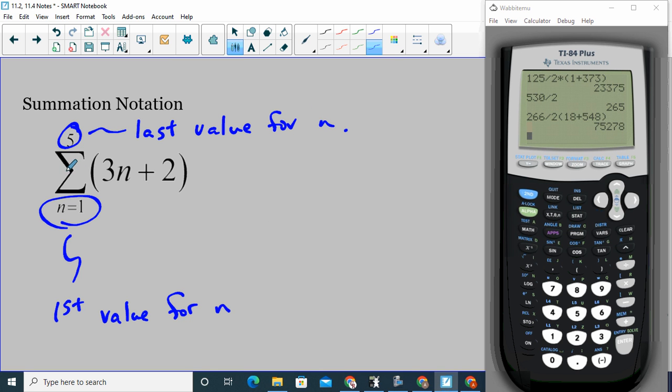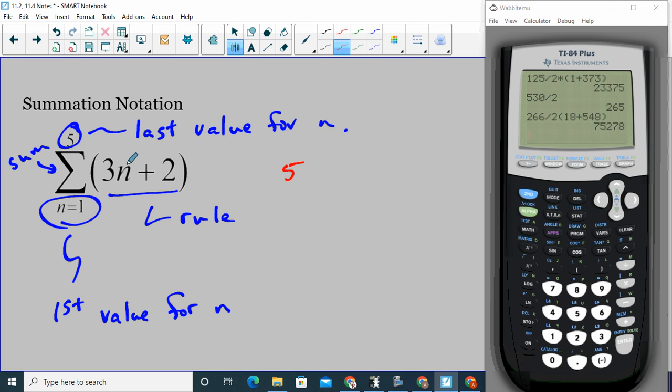The giant sigma, that tells you to add. This is telling us to take the sum. And this right here is the rule. This is where we're going to plug in for n. So n equals 1. I'm plugging in 1 for n first. That gives me 3 plus 2. Pretty sure that's 5.